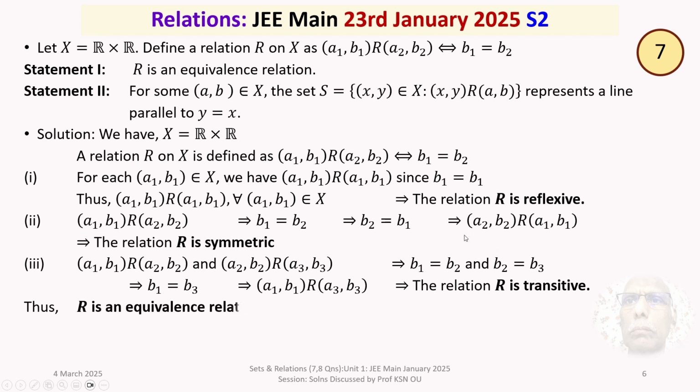Thus, the relation R is reflexive, symmetric and transitive. Therefore, R is an equivalence relation. Agreed. Therefore, statement 1 is true. We move to the next slide for the discussion of statement 2.